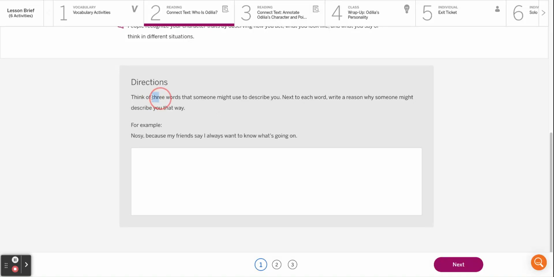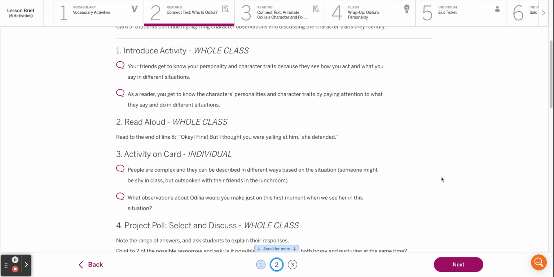So think of 3 words that someone might use to describe you. Next to each word, write a reason why they might describe you that way. So, for example, nosy because my friends say I always want to know what's going on. So you've got 1, 2, 3. And just to make sure this is clear, this is very much like text evidence, right? You label and then provide your evidence. So 3 different traits that you have. Card 2.